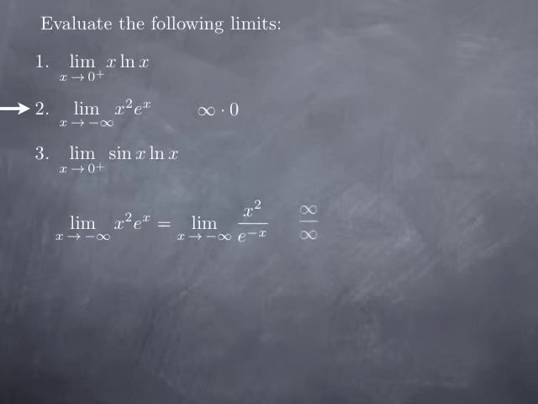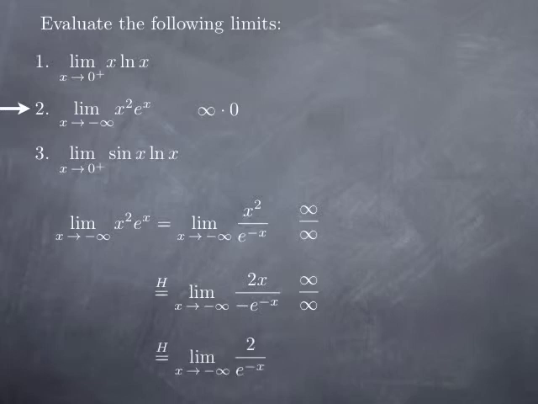Therefore, now we have an indeterminate form of the type infinity over infinity, and we can use the rule of de L'Hopital, stating that the limit is the same as the limit of the quotient of the derivatives. So it's a limit of 2x over the derivative of e to the negative x, which is negative e to the negative x. Now again, if we look at the limit, the top goes to negative infinity, the bottom goes to negative infinity, and so we have again an indeterminate form of the type infinity over infinity. That means we can apply the rule of de L'Hopital to that limit again.